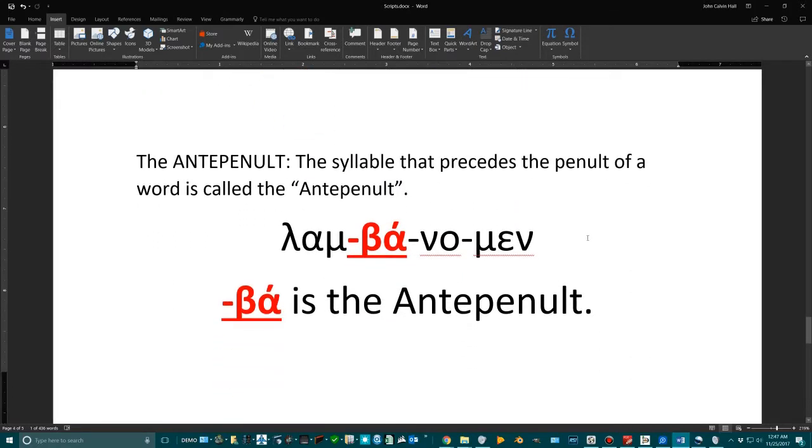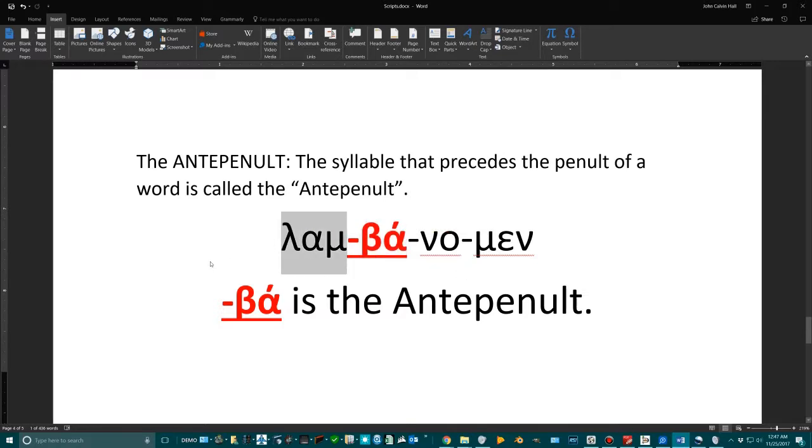The syllable that precedes the penult of a word is called the antepenult. So the 3 syllables that are very important for the Greek student to understand are the last syllable, which is the ultima, the next to the last syllable, which is the penult, and then the third, the antepenult.